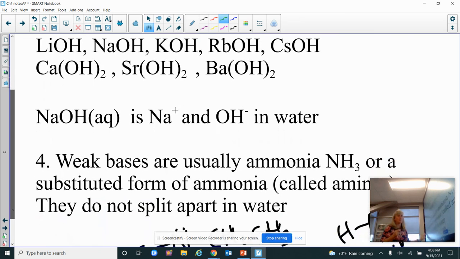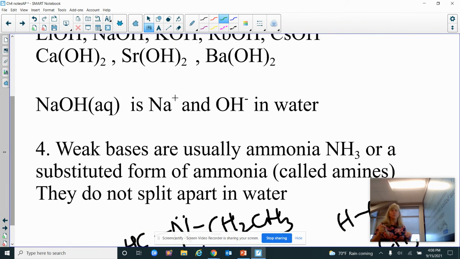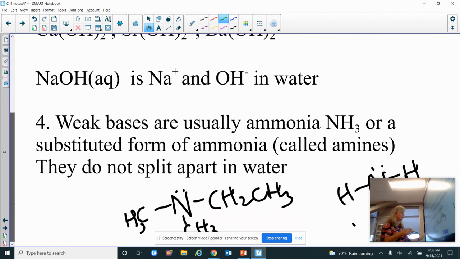The most common weak base is ammonia, and ammonia is not going to be written as ions either. Ammonia, NH3, will stay together as ammonia. It won't be broken apart. There's other weak bases that are called amines. They're a form of ammonia. So a nitrogen group with carbon groups on instead of hydrogens, those are amines. Same thing. Those stay together as a molecule in reactions.